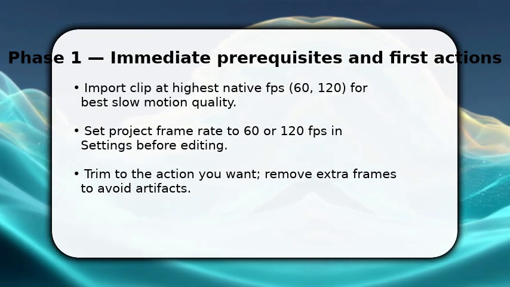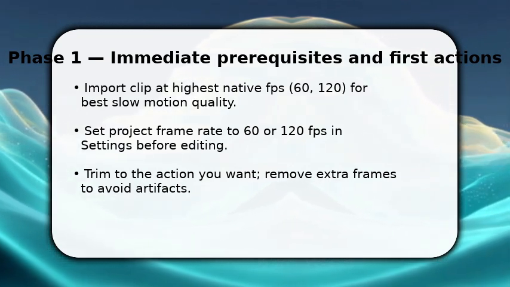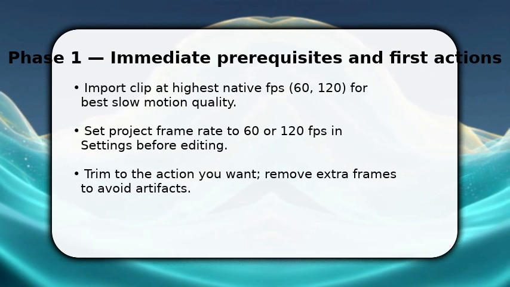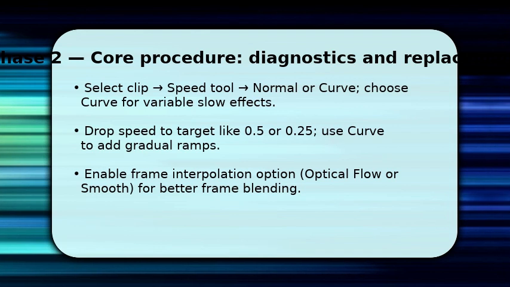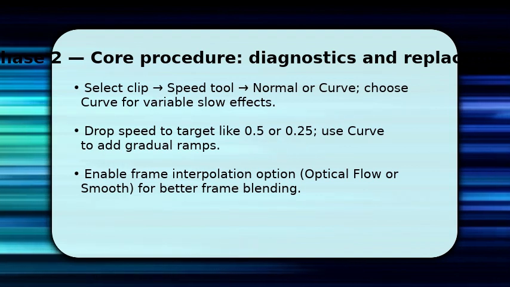This reduces visible distortion and keeps the performance responsive while you apply speed changes. Now you apply the actual slow motion and ensure it's smooth. Select the clip and open the speed tool, choose curve if you want ramps, or normal for constant slowdown. Drag the speed to a target such as 0.5 or 0.25, and when using curve, add nodes to ease in and out so motion doesn't snap.